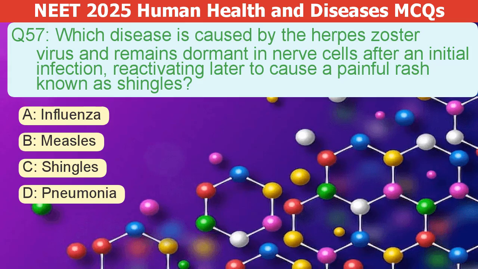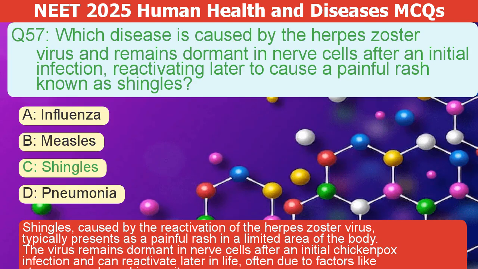Which disease is caused by the herpes zoster virus, remains dormant in nerve cells after an initial infection, and reactivates later to cause a painful rash known as shingles? A. Influenza. B. Measles. C. Shingles. D. Pneumonia. The correct answer is C.